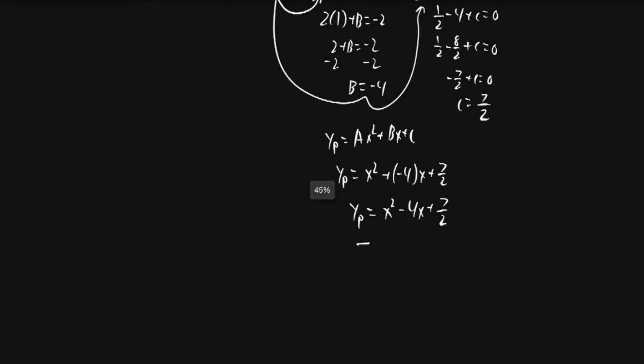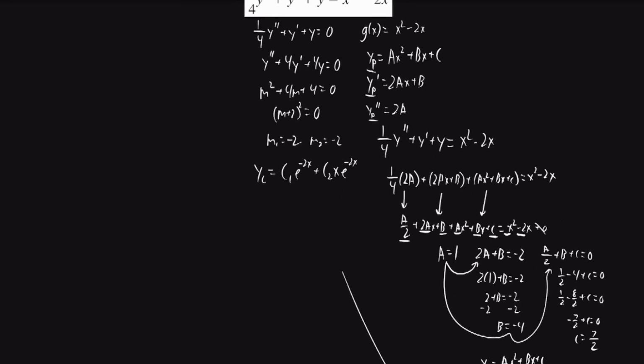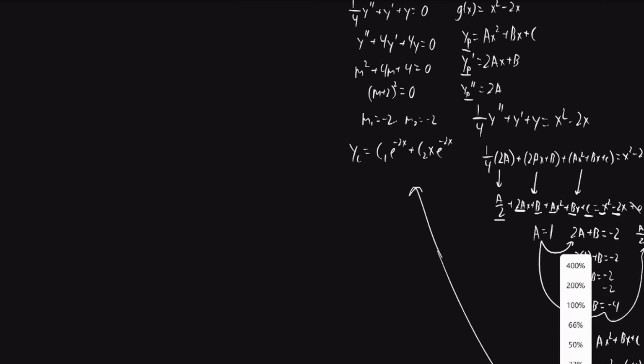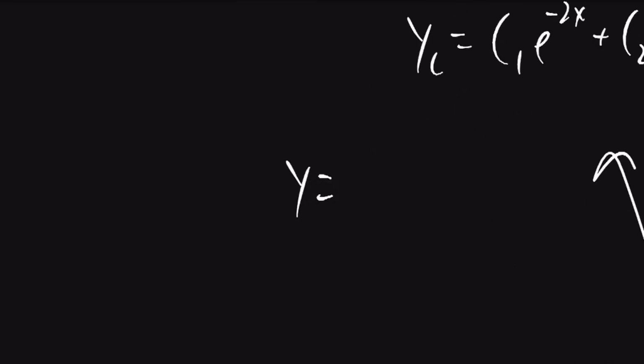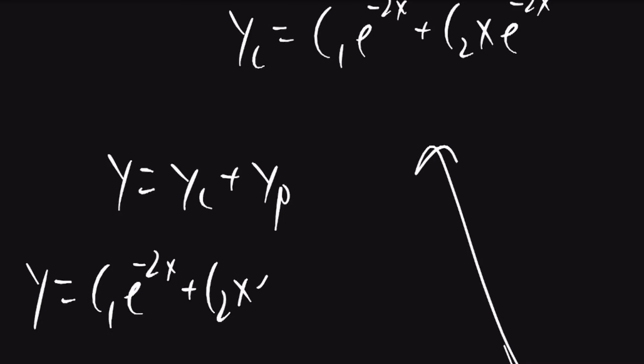We can now take yp and use it to form the general solution. The general solution is given as y is equal to yc plus yp. We found yc earlier, so y is going to be equal to yc, which is c1 e to the -2x, plus c2 times x e to the -2x. We'll add that to yp, which was x squared minus 4x plus 7 over 2. So that is our final answer.